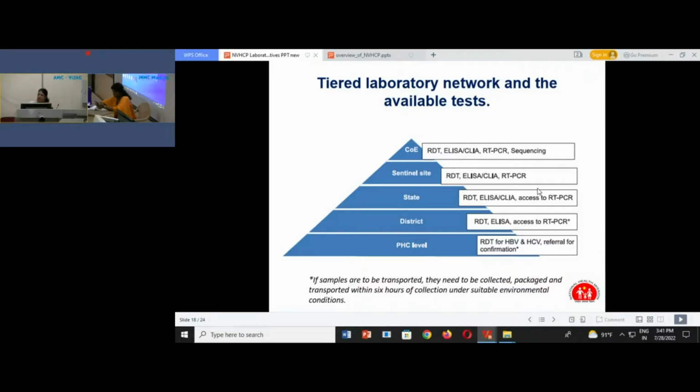At the sentinel sites, rapid testing is done, ELISA, CLIA, and RT-PCR are also done. At the center of excellence, including all these tests, gene sequencing is also done. If the samples are to be transported, they need to be collected, packed, and transported within 6 hours of the collection under suitable environmental conditions.